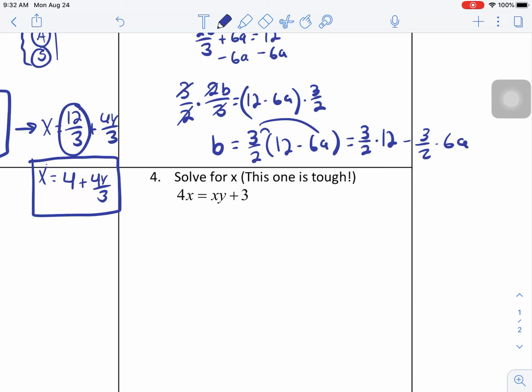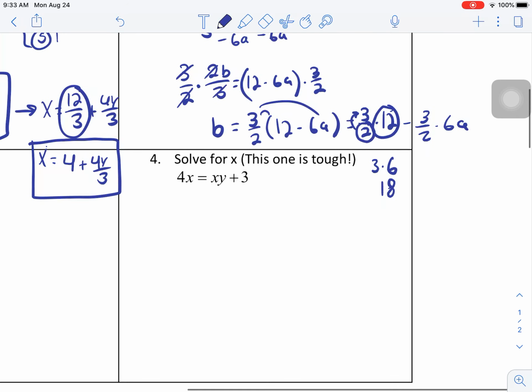And how I do fractions is I take the number and divide it by the 2, and then I multiply whatever I get by the 3. So 12 divided by 2 gives us 6. 6 times 3 gives us 18. So that's 18 minus, and then 6 divided by 2 gives us 3. 3 times 3 gives us a 9 right here. So that's going to be minus 9a. And that is what b is equal to.